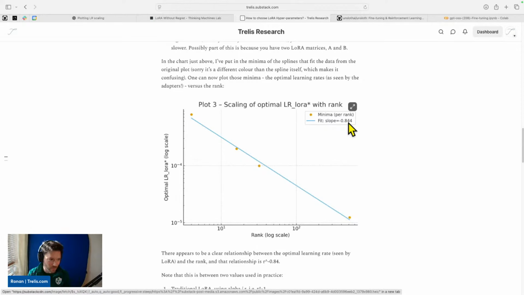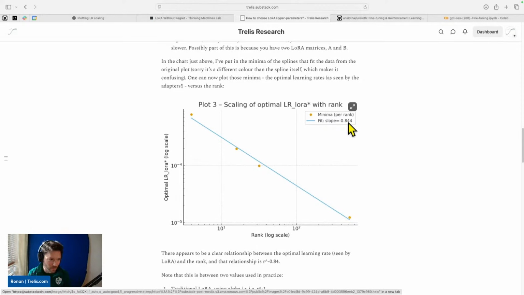You consider a situation where your rank is similar in size to the original matrices. If that's the case, you should find yourself somewhere around the original learning rate. This allows you to calculate the intercept here. If you have the intercept on this graph and normalize it by the original learning rate, you can back out what the alpha should be.